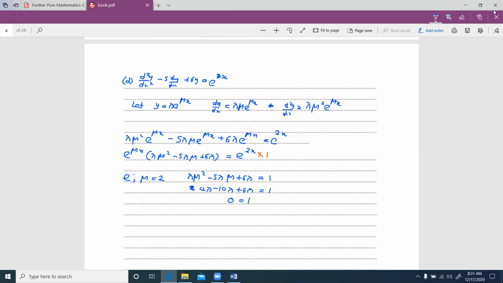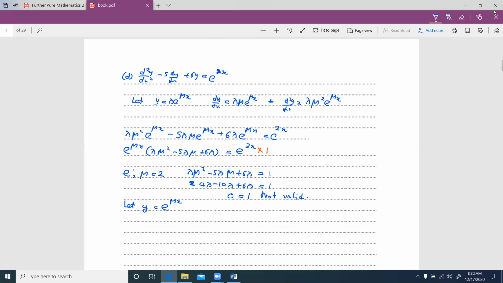What was the problem over here? There is no such lambda that exists for this situation, because you get an answer like 0 equals 1. Straightforwardly, we cannot use this format as an answer, because lambda does not exist. This is not valid. We will get only y equals e to the power mu x, because lambda does not exist here. That's the fact we have to understand in this question.